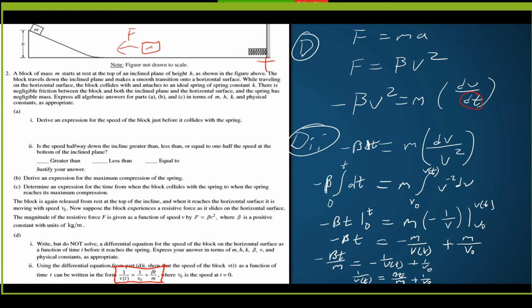Then I need to set 1 over vt on its own on one side of this equation. So I'm going to add 1 over vt to both sides, which will cancel this term. Add 1 over vt to both sides. And I'm going to add bt over m to both sides, which will cancel this term. bt over m to both sides, which gives me 1 over vt is equal to 1 over v naught plus beta t over m, which is what I was looking for. So now I'm in the right form, and we've proven that our equations match using the differential equation that we created in part D.